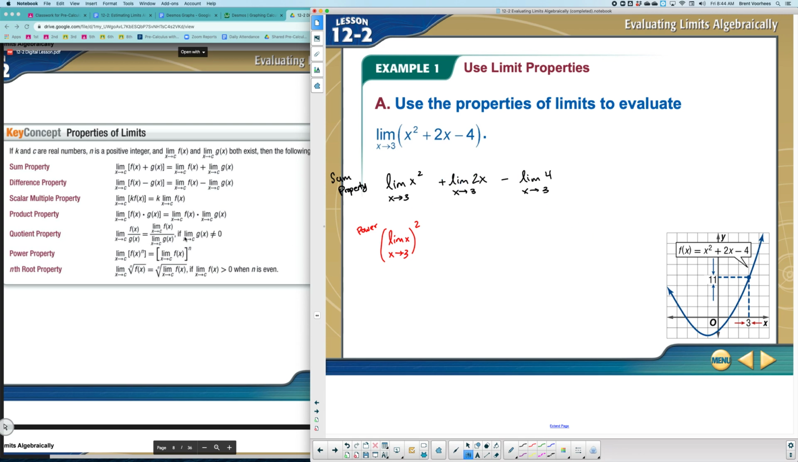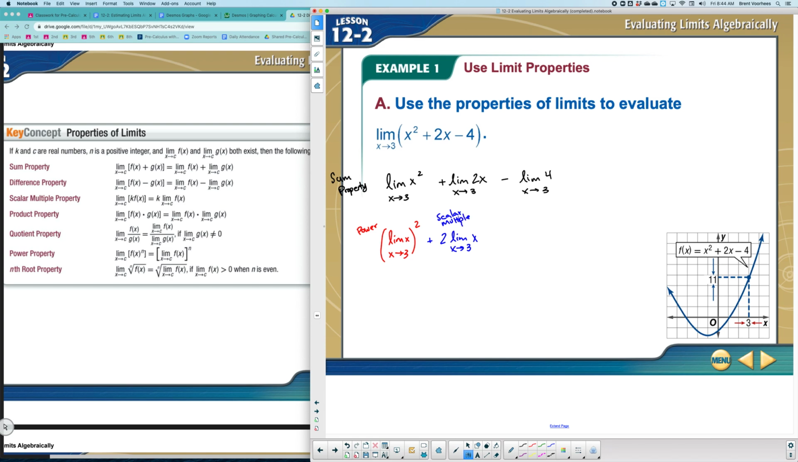And then over here I have a limit of 2x. This is the scalar property. It says if you're multiplying a function, you can just move the scalar to the front. So I'll say this is the same thing as 2 times the limit as x approaches 3 of the identity function. That is the scalar multiple property.